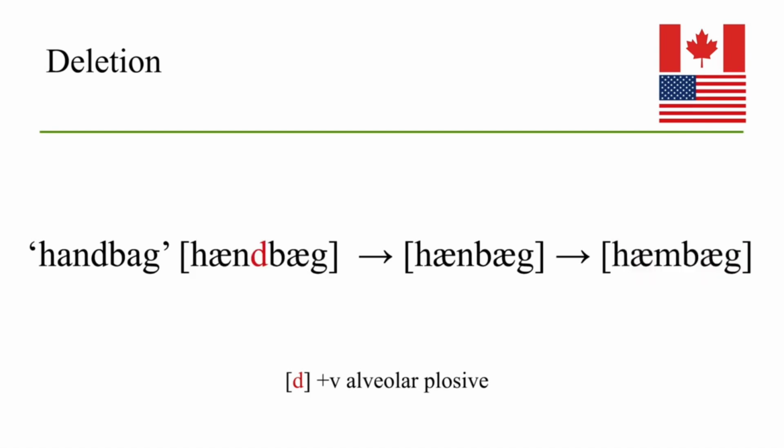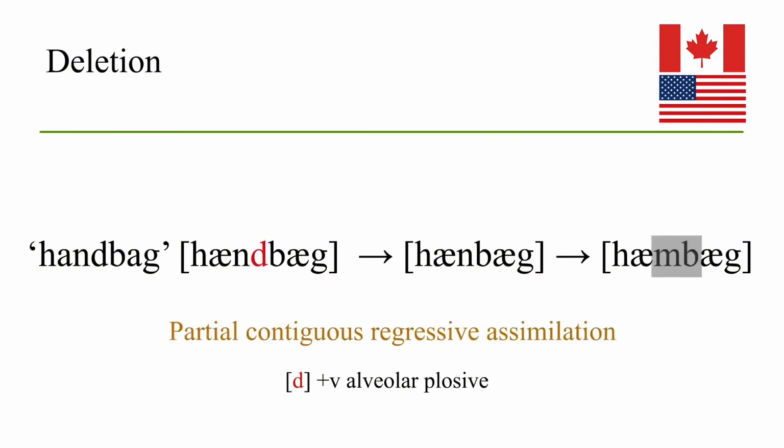First of all, we had deletion, which is the topic here: we have deletion of the D. Second, we have the assimilation of na to ba becoming ma. So handbag becomes "hambag".